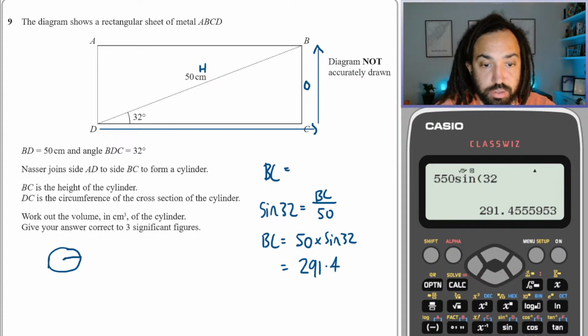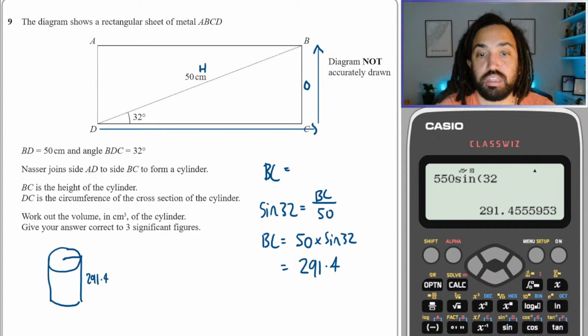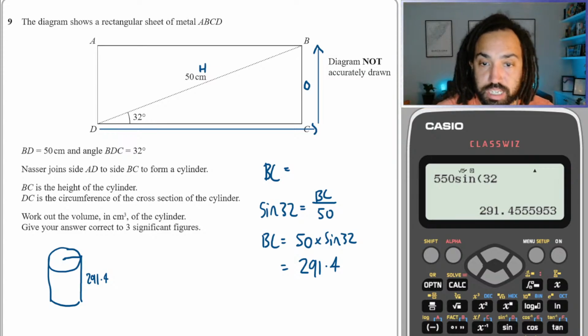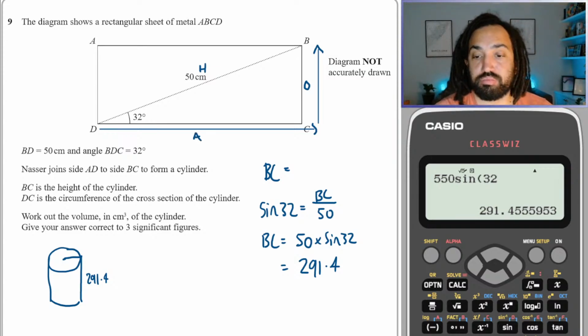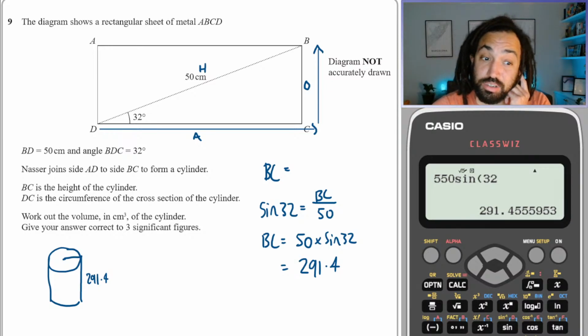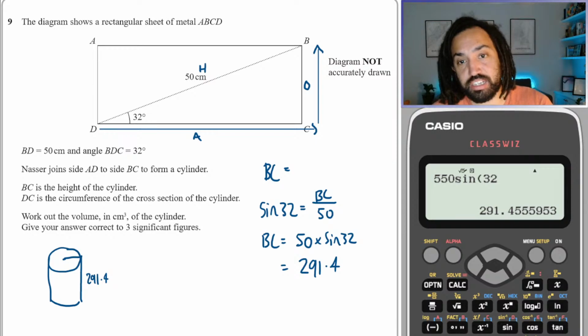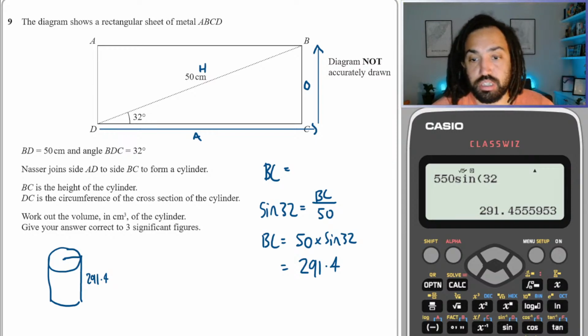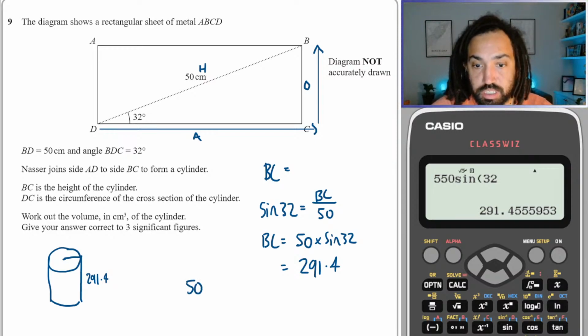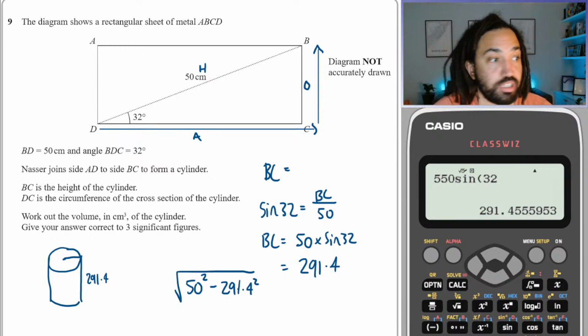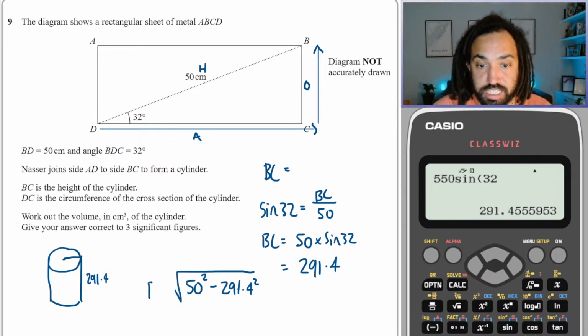Okay, so that's the height, but we're also going to need the radius of the cylinder in order for us to work out the volume. So we have the height like this. So the next thing I'm going to do is work out the adjacent. Now you could use trig again, or you could just use Pythagoras' theorem. Let's use Pythagoras' theorem. So 50 squared minus the other short side squared, and then square rooted. That is going to give us DC.